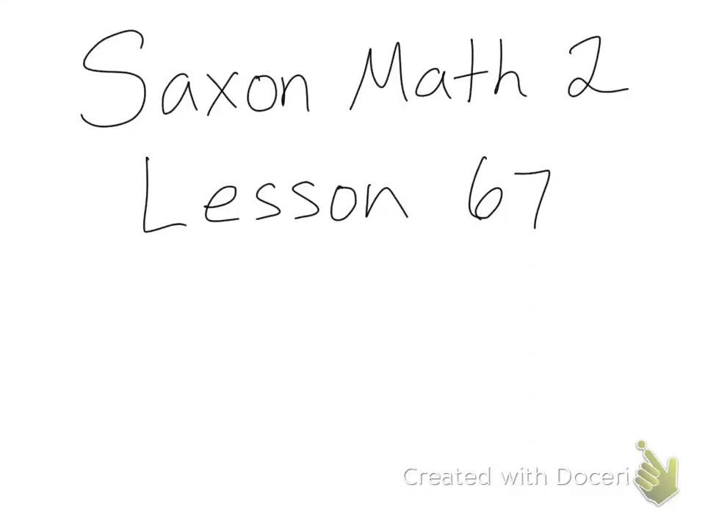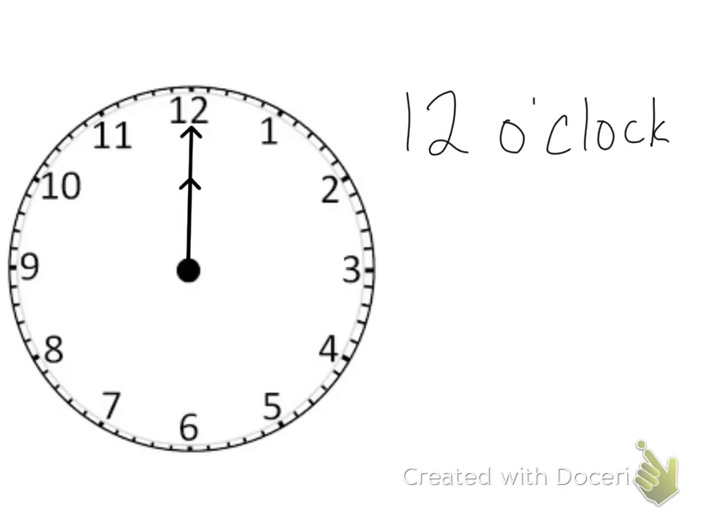Hello everyone, today's lesson is lesson 67: identifying AM and PM, identifying noon and midnight, and identifying dozen and half a dozen. So when my clock looks like this, the time is 12 o'clock. There are some other names for this time. 12 o'clock could also be known as noon or as midnight.